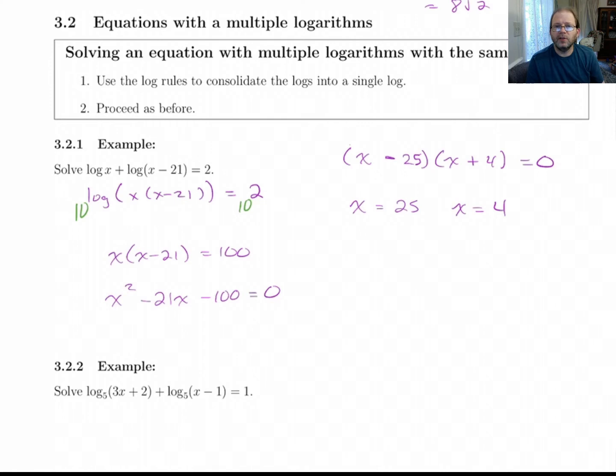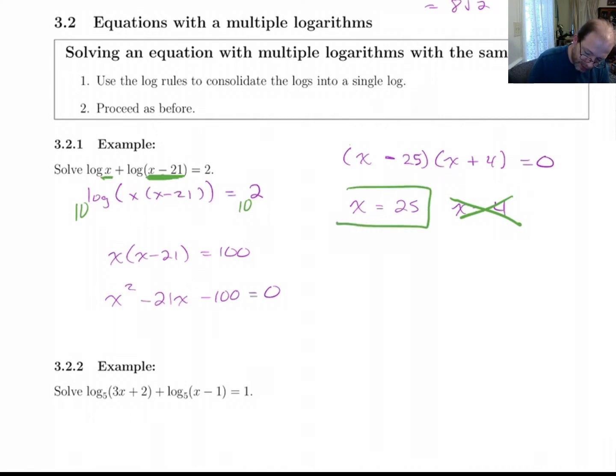Now we need to go back and see if that makes any of the logarithms 0. If I plug the 4 in, that's going to cause some trouble here. So plugging the 4 in, that gives me log of negative something. So I can toss that. The 25, if I plug that in here, it gives me log of 25 and then log of 4. So 25 is the single solution to this problem.